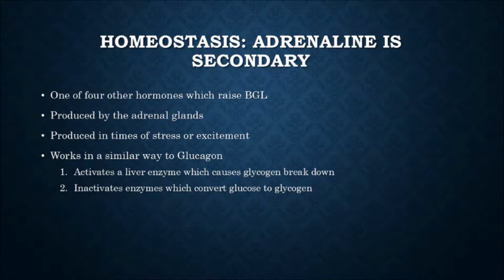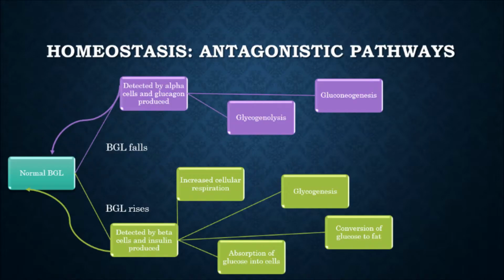It works in a similar way to glucagon by activating a liver enzyme, causing the breakdown of glycogen, and it inactivates enzymes which cause glycogenesis. The hormones which keep blood glucose levels steady are antagonistic as they work in opposite ways.